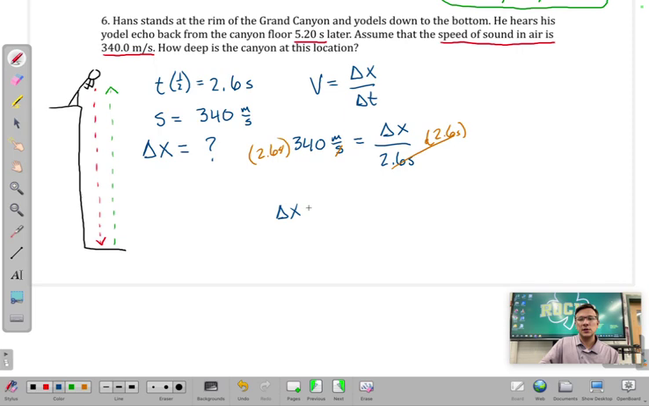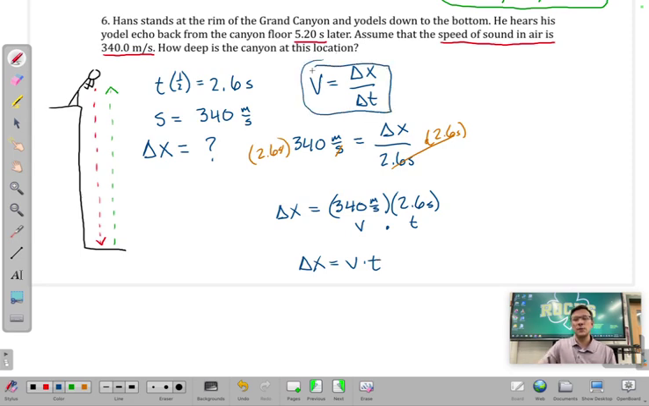We will be left with basically delta x is equal to 340. I'm going to rewrite this just so we're super clear here, just trying to show all of my work. You don't necessarily have to do this, but this would be v times t, right? So delta x is equal to v times t. And just to be clear, if you had written that as your equation, then I would give you credit for that, okay? Instead of writing it in the base form like this. But we'll go ahead and take 340, multiply by 2.6, and you will find that the displacement, or rather the height of the Grand Canyon, how deep it is here, is going to come out to be 884 meters.